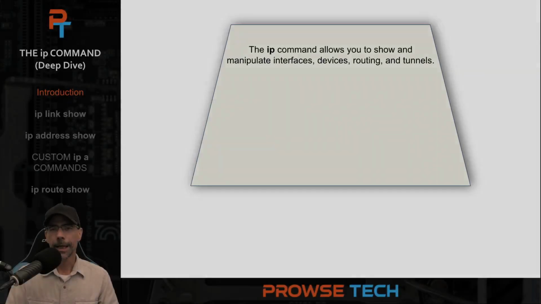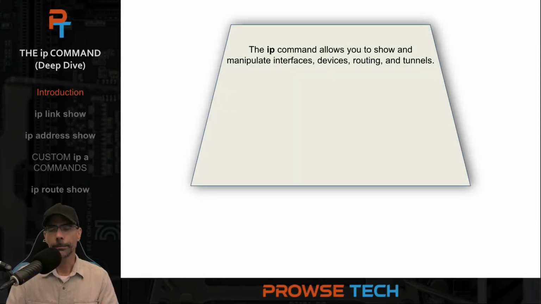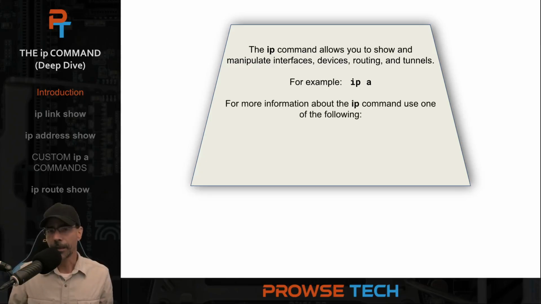The IP command allows you to manipulate network interfaces, network devices, so it's a very powerful command. For example, you might use the IPA command, which is short for IP address show. For information about the IP command, there's two places that you're going to want to go.